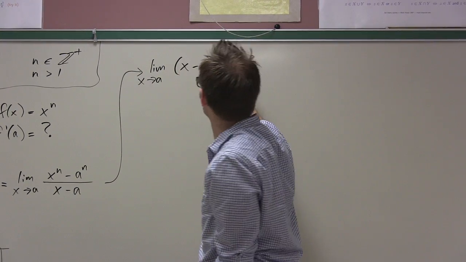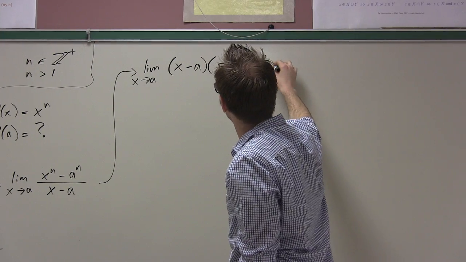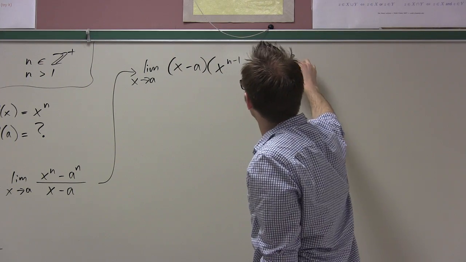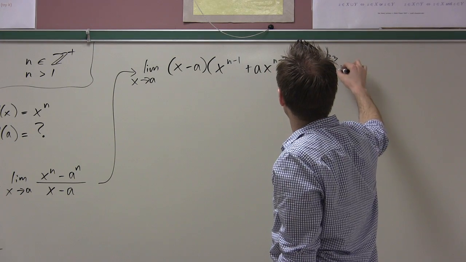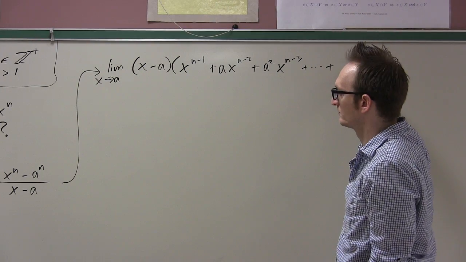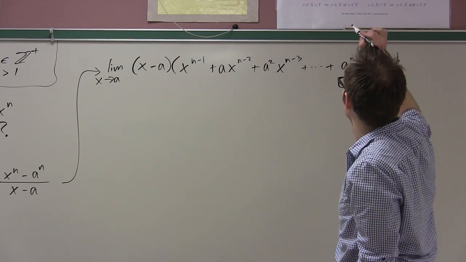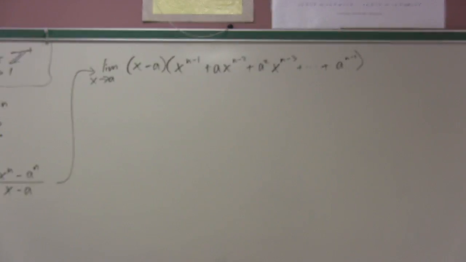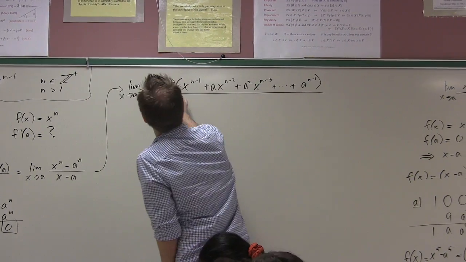x to the n minus 1 plus 8x to the n minus 2 plus a squared times x to the n minus 3, etc., until, what's the last term? a to the n minus 1. Let's see. Are we good? I think we're good. Okay, all of that over x minus a.